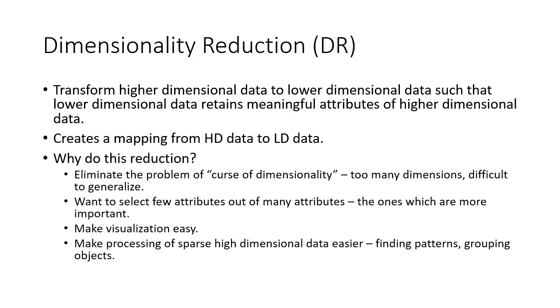And why do we need dimensionality reduction? The first one is to eliminate the problem of curse of dimensionality. If there are too many dimensions, it is very difficult to generalize a solution. Then, if we want to select a few attributes out of lots of attributes, that is, we want to select the ones which are important.